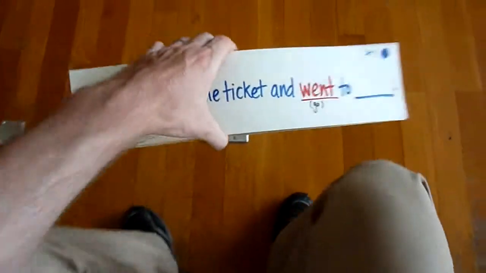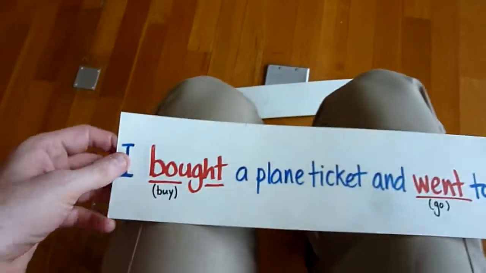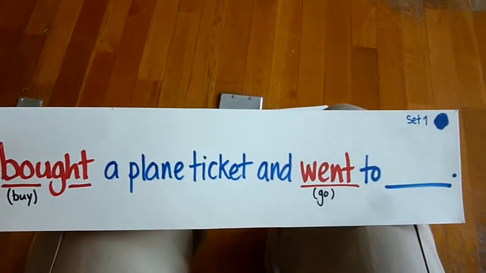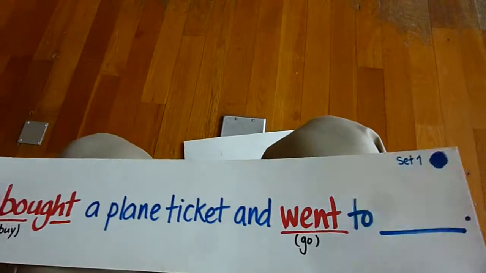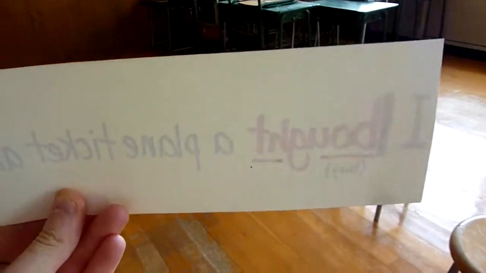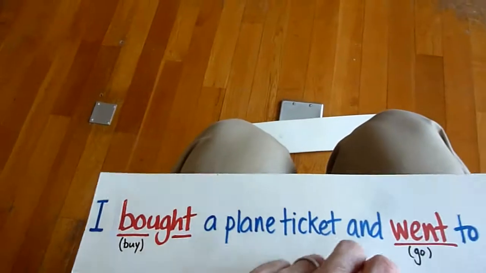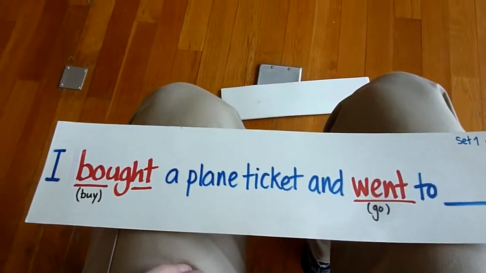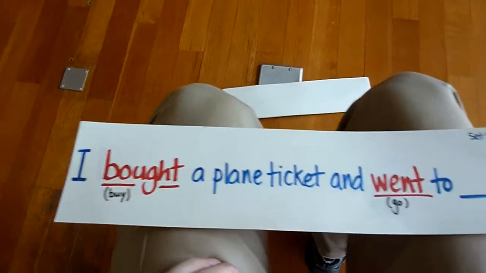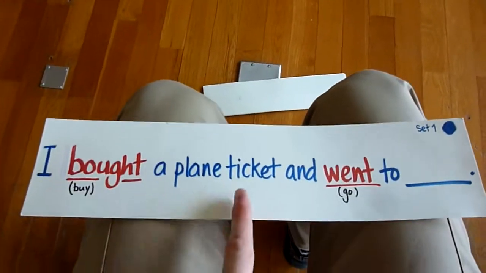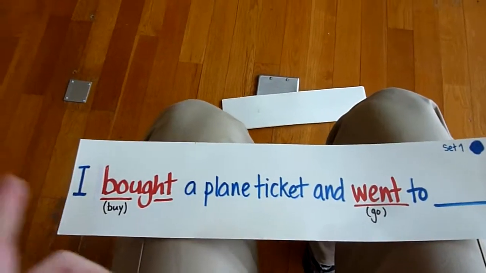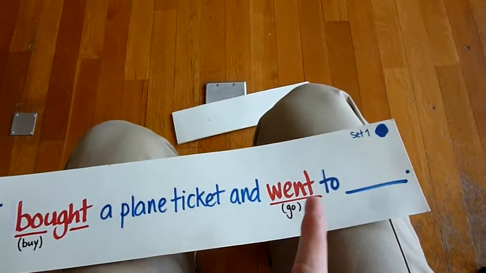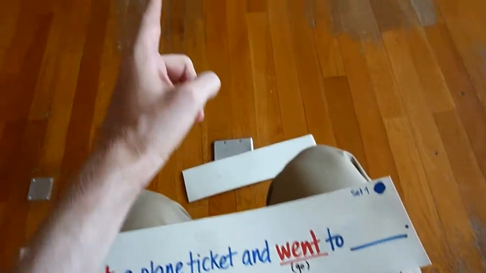So we take the first card. In this case, I bought a plane ticket and went to. So I would read out the sentence and show it to the students as I do so. Then I would check the meaning in Japanese with them to make sure that everyone in the circle knows what it means. So get one student to translate. My Japanese is not great, but, hikoki kipu o kaite and doko doko e ita. Yes, that's good. That's right.